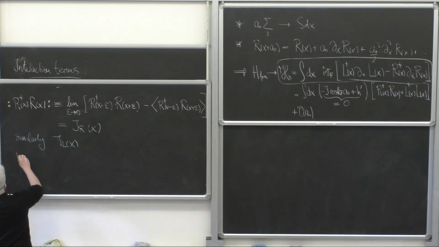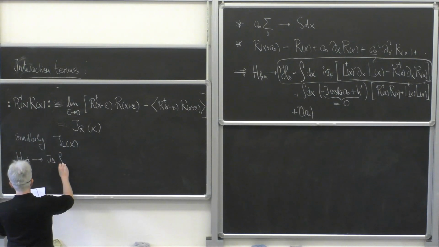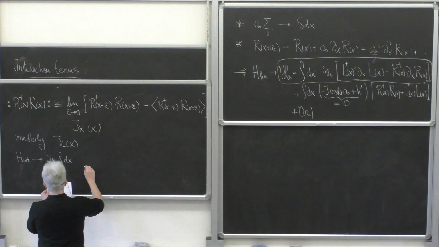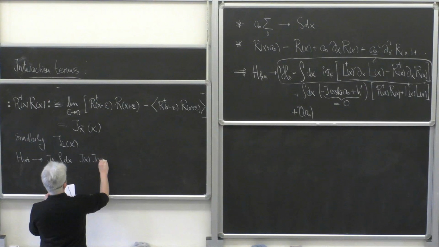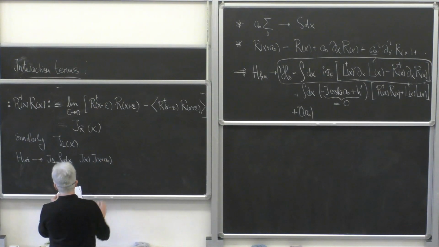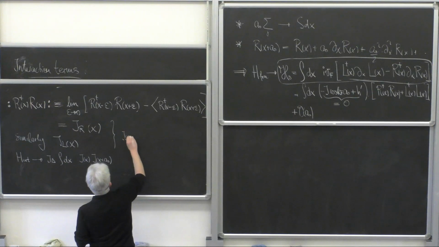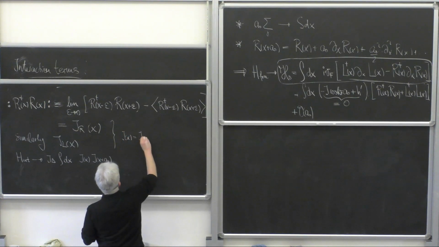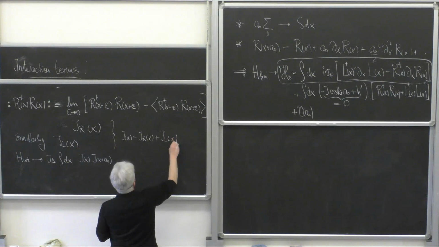So if I use this, I can write H_int in the following way. So it becomes J delta integral dx, and then here I get J of x plus a naught. And then here I define J of x is J right of x plus J left of x.